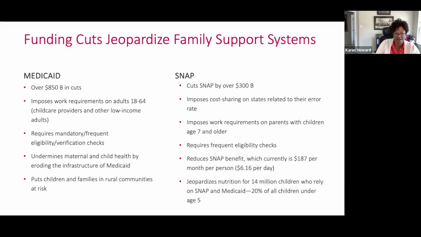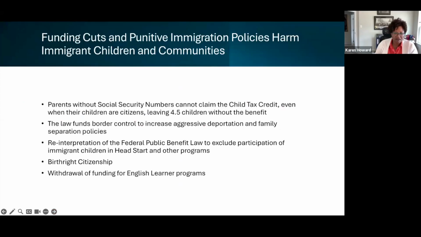You see here is $187 per month on average. Everyone knows with inflation what food costs. It jeopardizes nutrition for 14 million children. And most of the children are duly enrolled in Medicaid and SNAP, and so you see the reciprocal harm that occurs. Next slide. Just some of the other really hallmarks of this war on children.